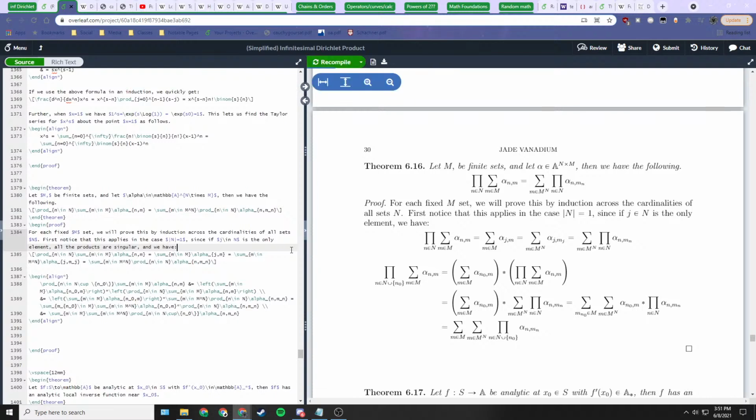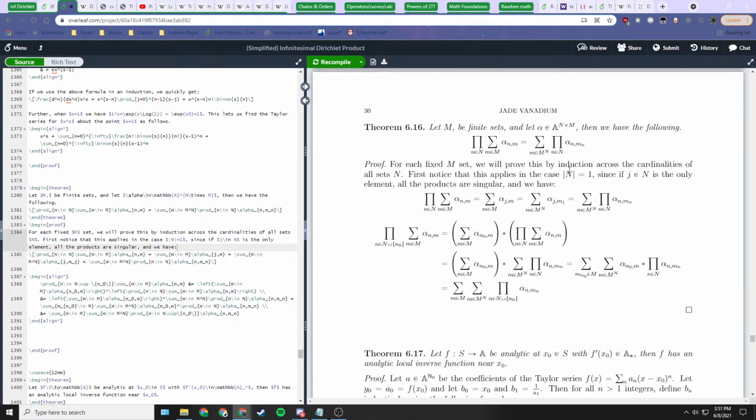Okay, so in order to prove this, we're going to do induction across the cardinalities of the sets capital N. So we'll leave the set M as fixed. And we're going to take the case, suppose the cardinality of N is 1, then let J be one of the elements in this capital N set.